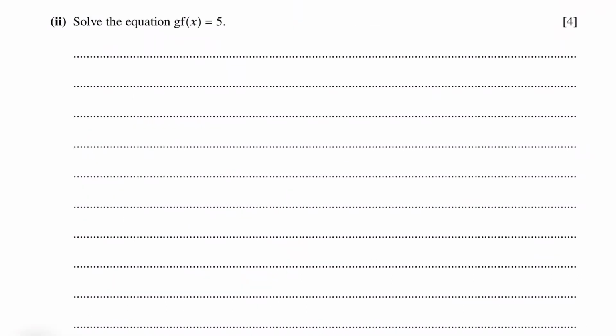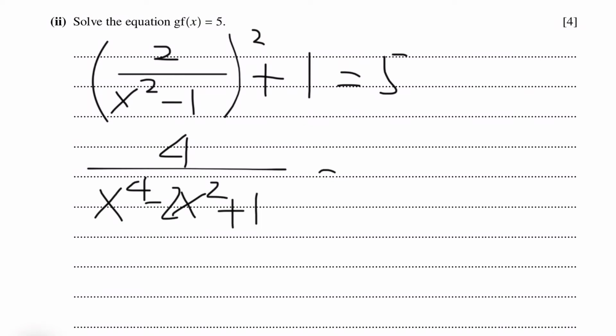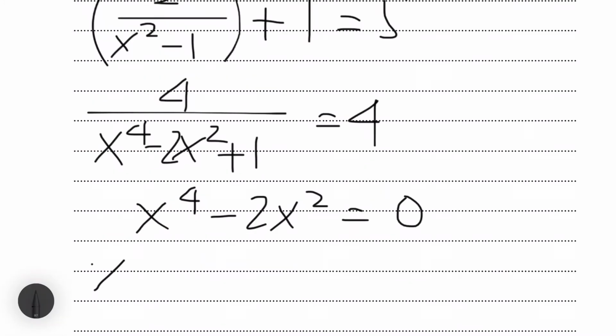Solve the equation gf is equal to 5. So we will input the function f into the function g. So 2 over x squared minus 1, squared, plus 1 is equal to 5. 4 divided by x to the power of 4, minus 2x squared plus 1 is equal to 4. So you will get x to the power of 4 minus 2x squared is equal to 0, and factorize x squared out.